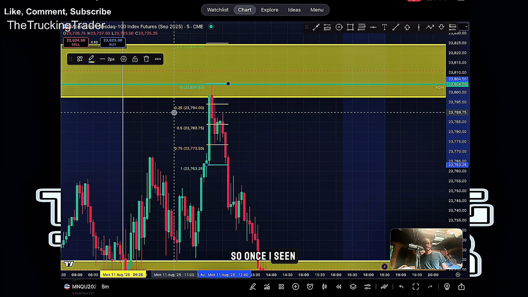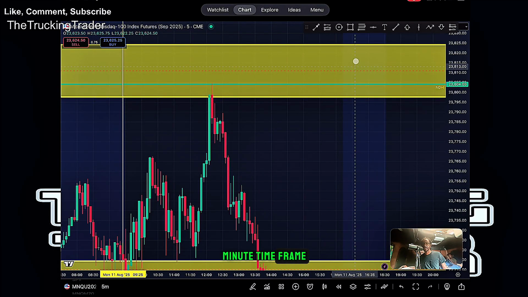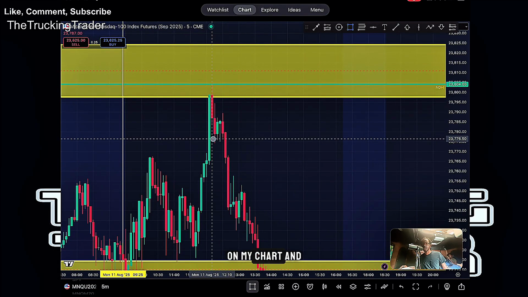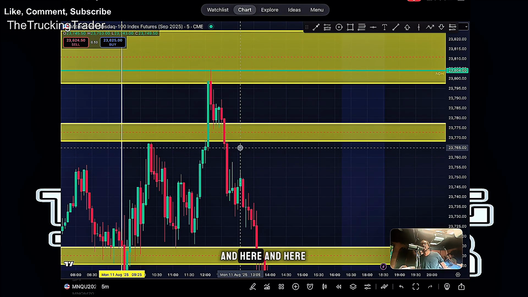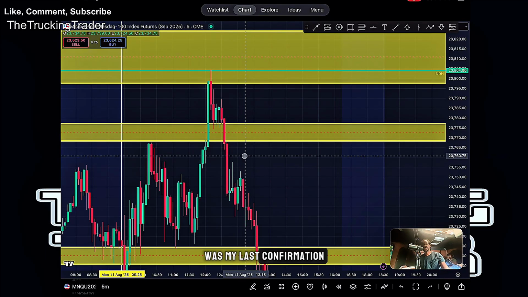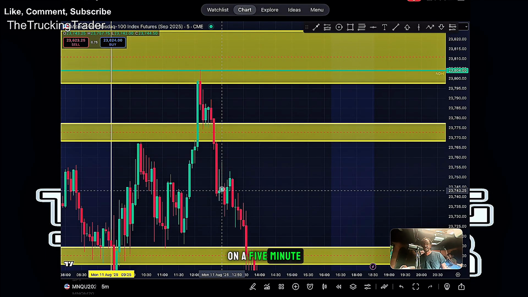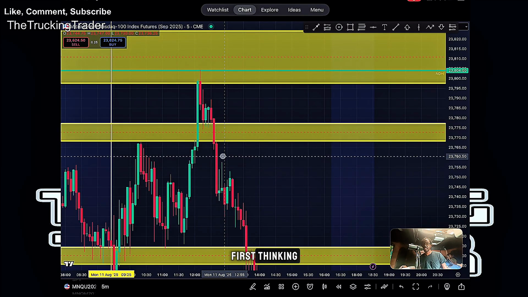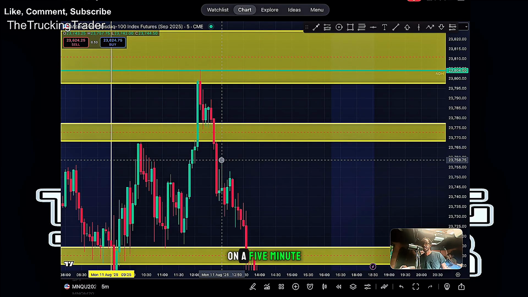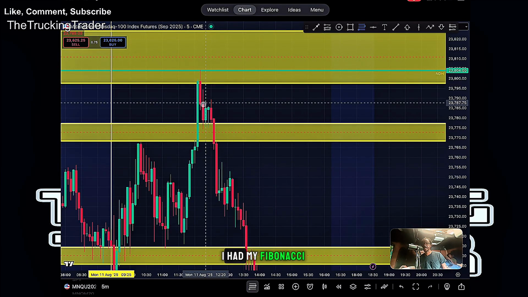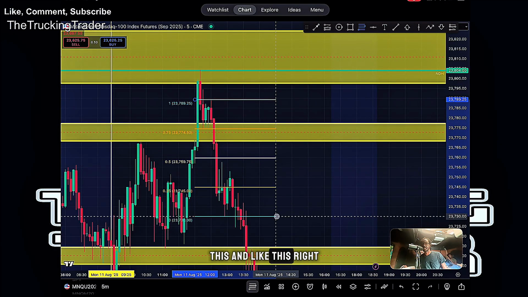So once I saw this breakaway gap right here on a 5-minute time frame, I marked that out on my chart and I said, you know what? I don't think price is going to get back over this, right? And here was my last confirmation. We had these two green candles right here on the 5-minute. So I was at first thinking price is going to want to come back up here and sweep this swing high right here on the 5-minute time frame. I had my Fibonacci tool drawn out like this and like this, right?